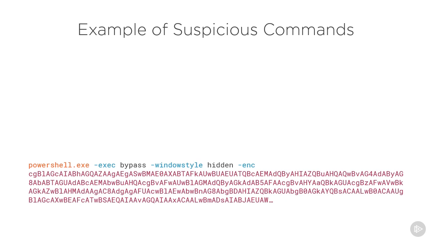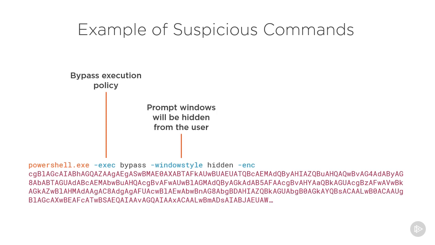This is a great example of a suspicious PowerShell command, especially when we look at the parameters. -exec is short for execution policy, and in this script it's configured to bypass, meaning the script can be executed and it will not be blocked. The second parameter will specify that the window will be hidden, meaning the user will not see a PowerShell prompt and it will run in the background. -enc is short for encoded command. This is used for supplying the large base64 string containing the encoded commands.